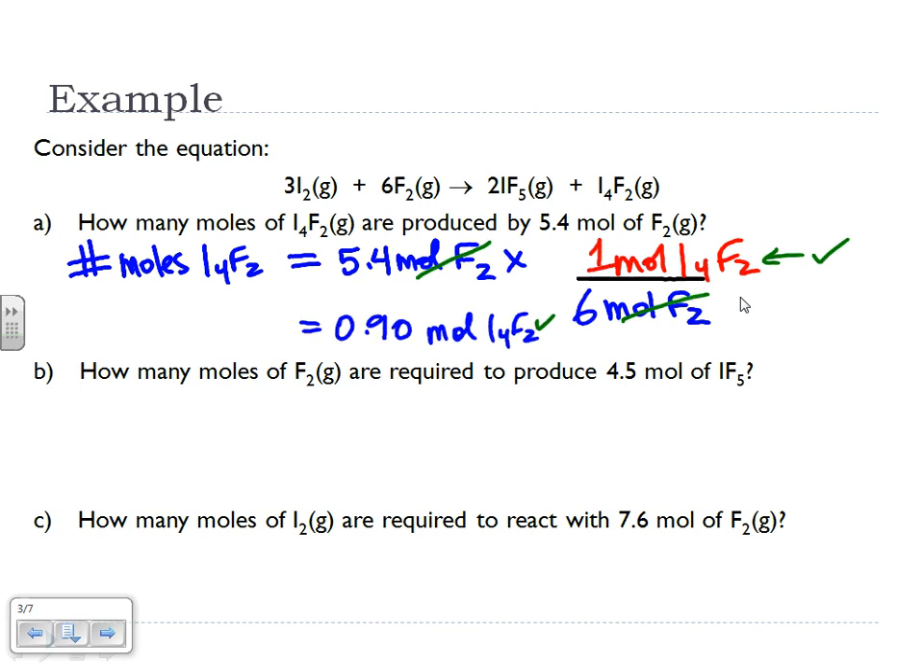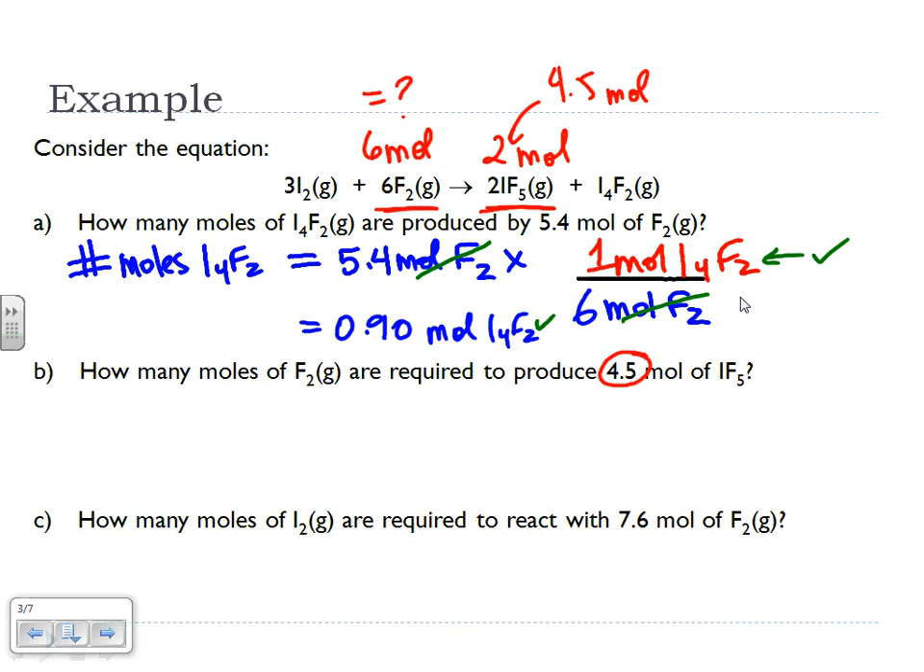Okay, so we're going to go on to question B. How many moles of F2 here are required to produce 4.5 moles of IF5? All right, so I know from my balanced chemical equation that if I have 6 moles of F2, I will make 2 moles of IF5. The question doesn't say anything about 2 moles of IF5, it says 4.5 moles of IF5. So if I have 4.5 here, how many moles will I have to react to make that 4.5 moles? So that's what the question's asking you.